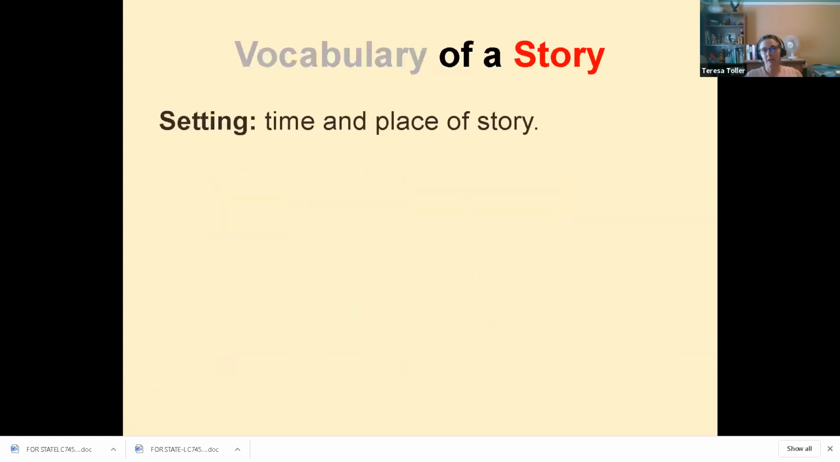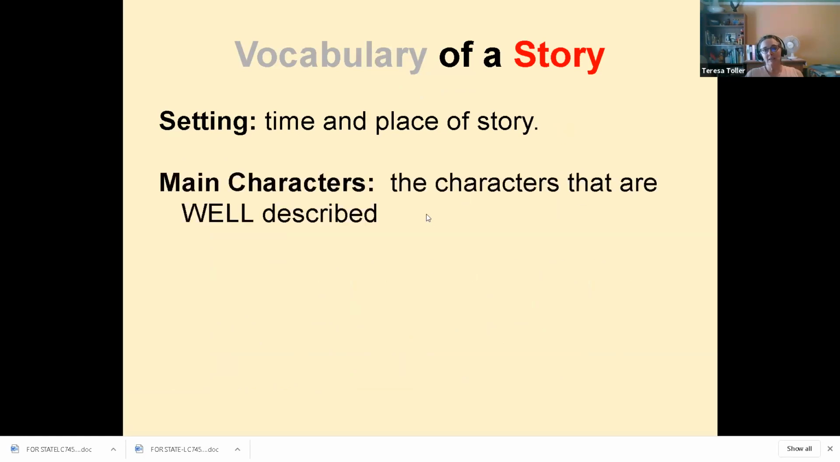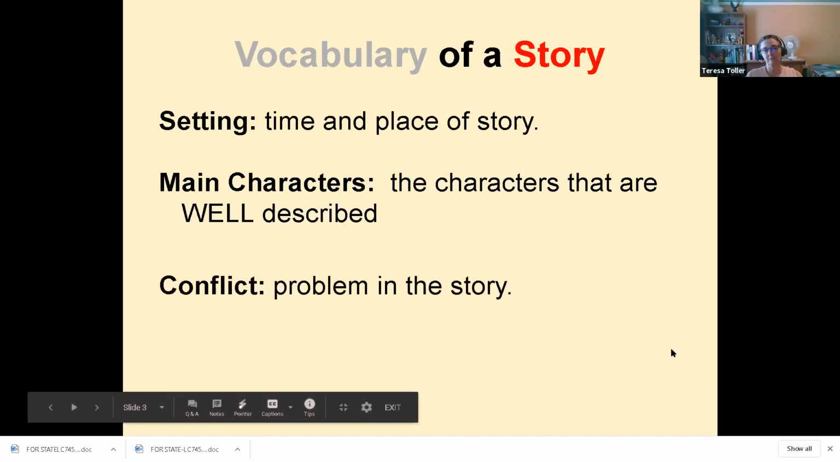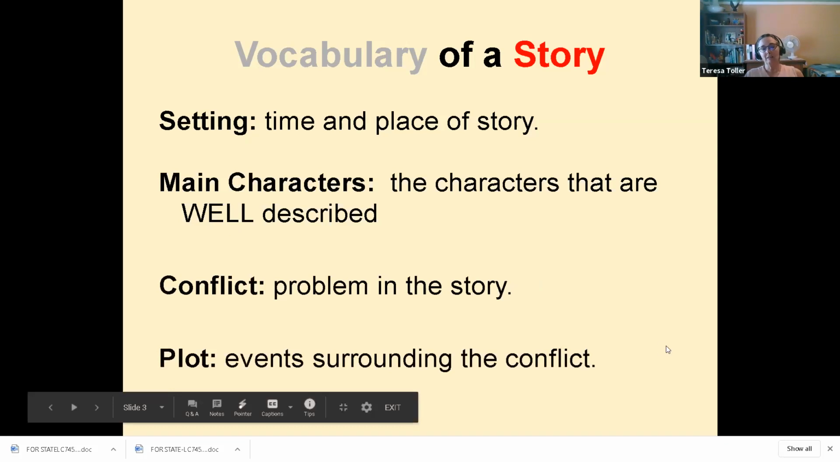First, we're going to talk about vocabulary. The setting is just the time and the place. What period of time is it in and what location? The main characters are the characters that are well described throughout the story. The conflict is the issue or the problem in the story that the main characters are involved in. And the plot is the events that surround that conflict.